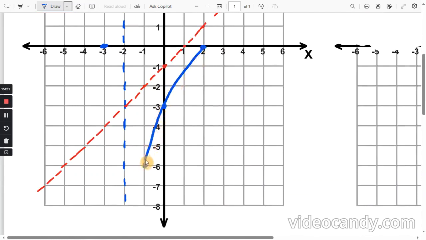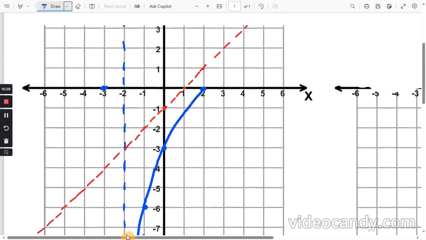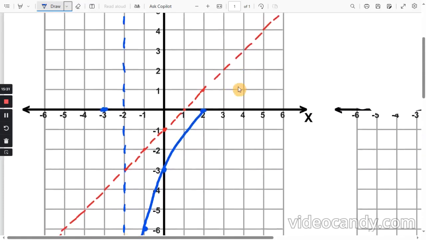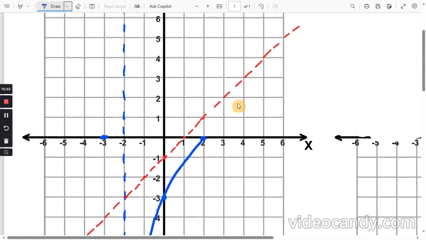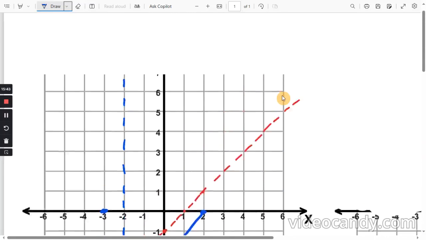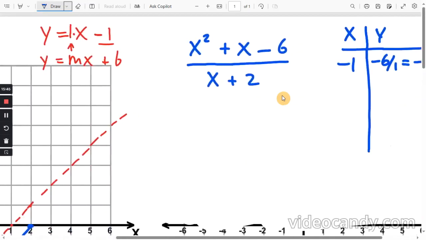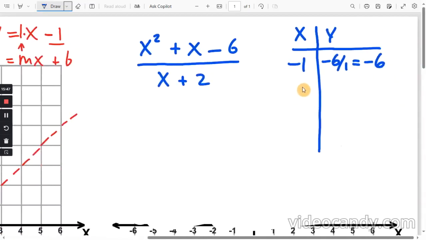That is going to get closer and closer to the vertical asymptote. And over here we can plot another point if you want, but we probably don't even need to. I can tell you already it's going to approach the asymptote, but it'll never reach it. Let's try x equals 6 and see what happens here.